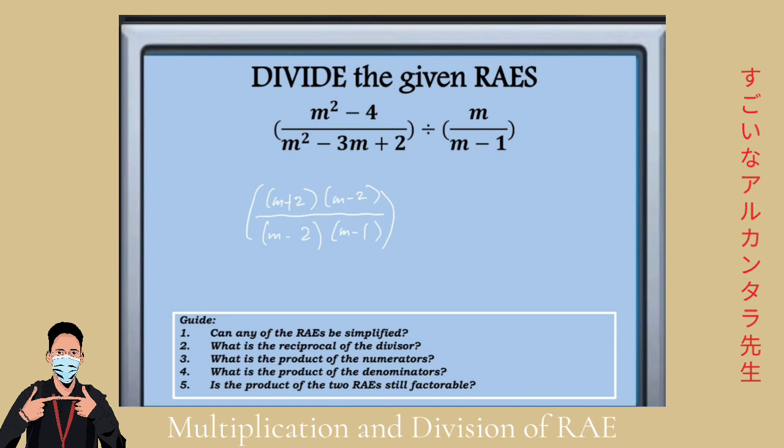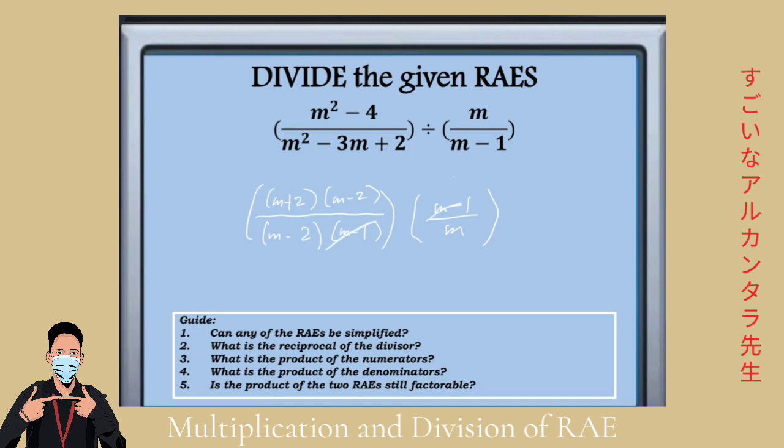Always remember, class, if your last term is positive, the sign of the two factors depends on the middle term. Okay? Since your middle term is negative, both should be negative. So let's flip this one right here, m minus 1 all over m.